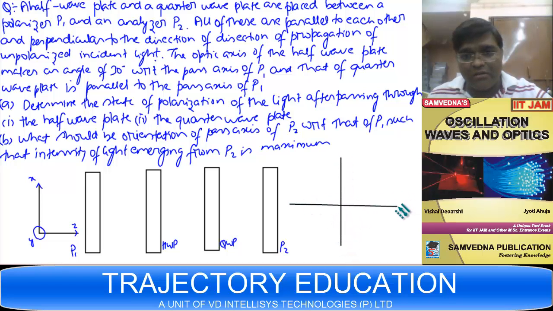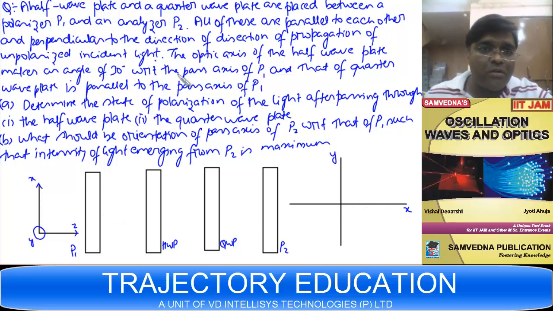Say this is xy plane, right? So for P1, let me assume the path axis of P1 along say y direction. Is there any information given to you? No, nothing is told about the path of P1. So I can take it either along x or along y, whichever you want.